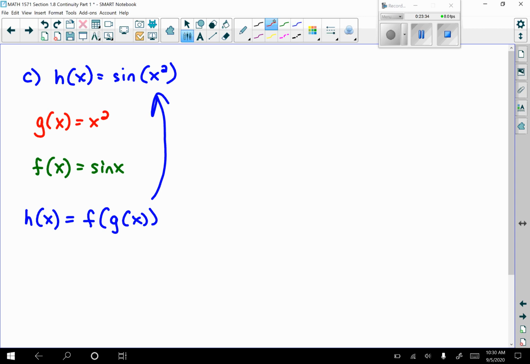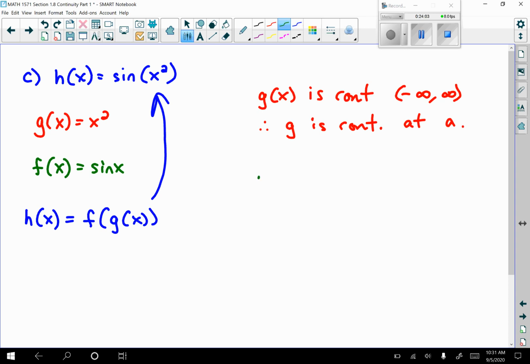So going back to that last theorem that I wrote out, if g is continuous at a, well, g of x is continuous everywhere because g of x is just a parabola. So g of x is continuous on this interval, which means everywhere. Therefore, g is continuous at a because a is just any number that falls within this interval. And then we would have f of x is also continuous everywhere because the graph of y equals sine x goes on forever. So f of x is continuous everywhere.